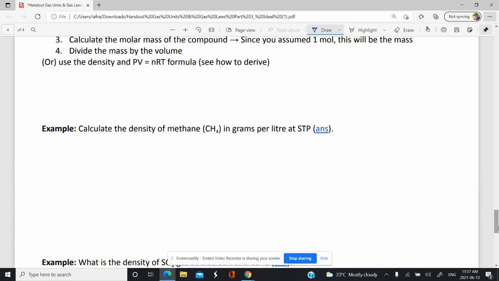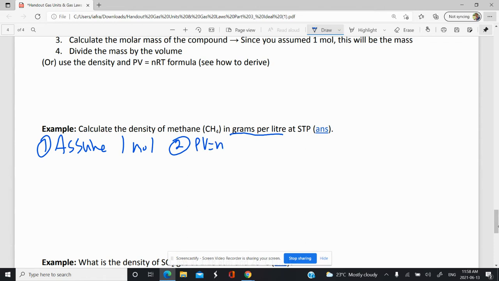Calculate the density of methane, CH4, in grams per liter in this case, at STP. Now, when you're using PV = nRT to find density, you're going to get it in grams per liter instead of grams per mL, but you could always convert afterwards if you wanted to. The reason is that your volumes for PV = nRT are in liters. Let's go with our first step, which was assume 1 mole of the gas. And the reason you can assume 1 mole is because the density should be the same regardless of how much you have. And then now we can find our volume.